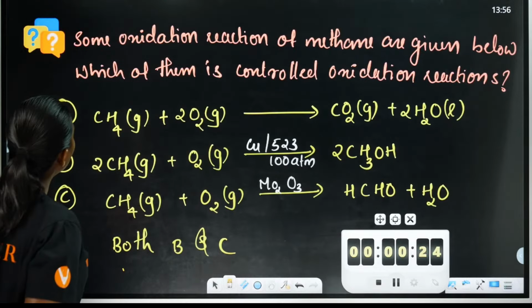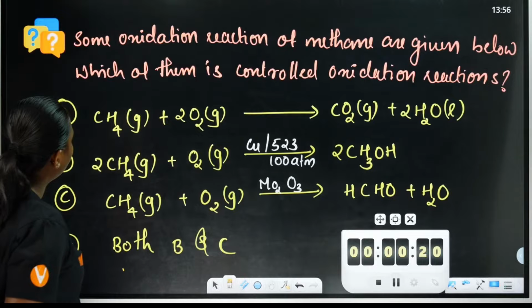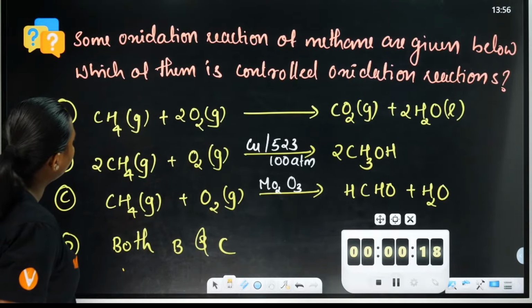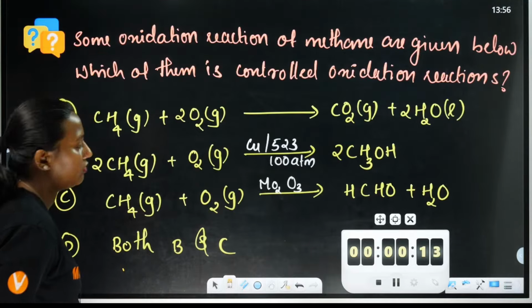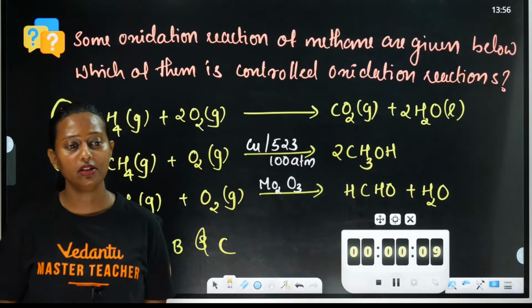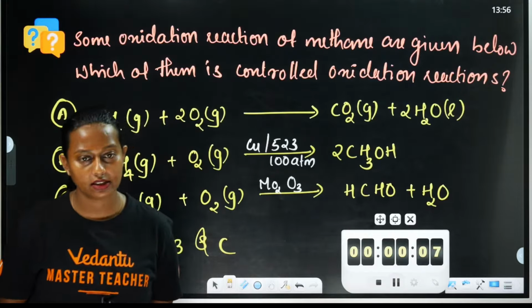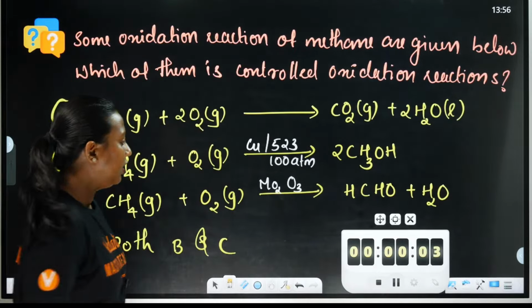25 seconds more. Some oxidation reactions of methane are given below. Which of them is a controlled oxidation reaction? Yes, it's a very easy question. So tell me, what is the correct answer? Option D. Okay, time up.